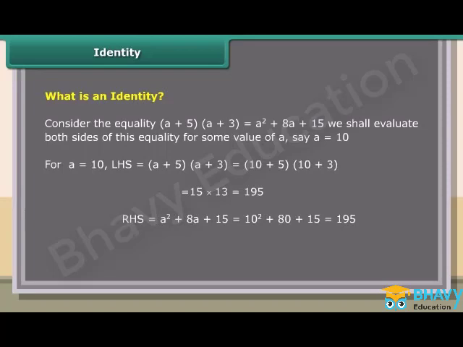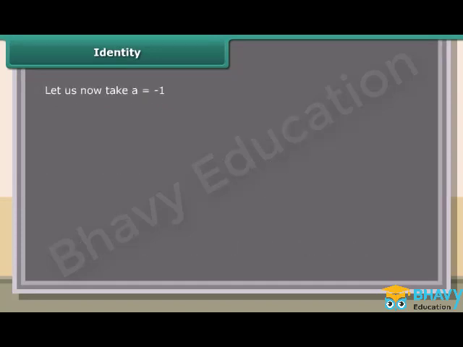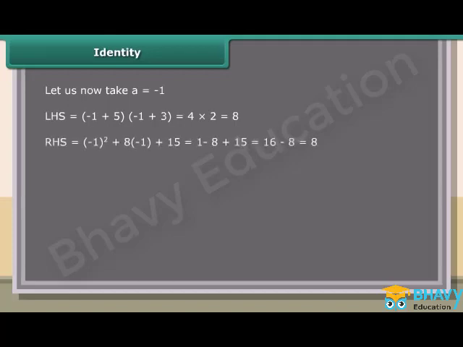RHS is equal to a square plus 8a plus 15, which equals 10 square plus 80 plus 15 is equal to 195. The values of the two sides of the equality are equal for a is equal to 10. Let us now take a as minus 1. LHS is equal to (minus 1 plus 5) into (minus 1 plus 3) is equal to 4 into 2 is equal to 8. RHS is equal to minus 1 square plus 8 into minus 1 plus 15 is equal to 1 minus 8 plus 15 is equal to 16 minus 8 is equal to 8. For a is equal to minus 1, LHS is equal to RHS.